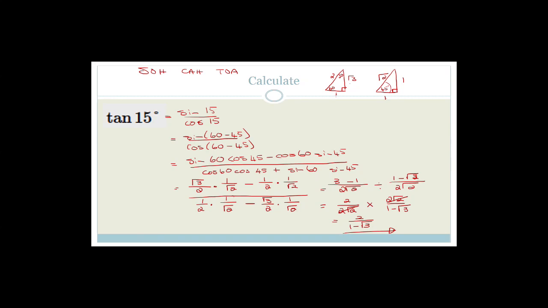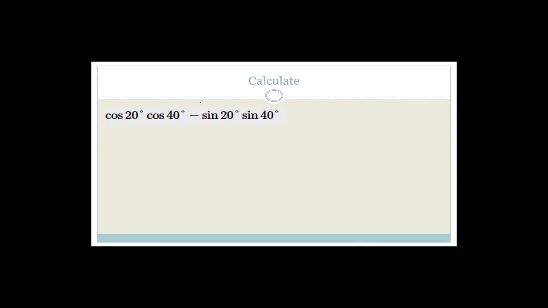Right, let's try another one. Okay, so now this is a little bit different. What we've done now is they've given us the expanded version, and we need to bring it down into the simplest, okay? So we've got cos, sine, sine. So cos, sine, sine is the cos rule. So it's going to be cos, and it's going to be 20 and 40.